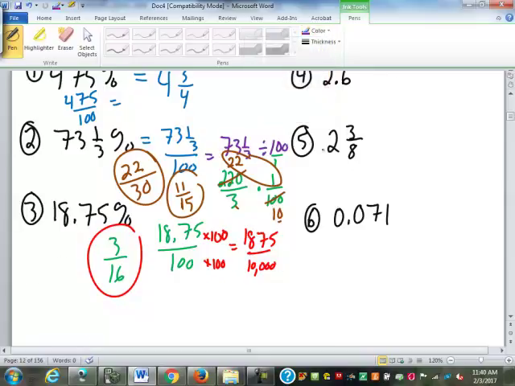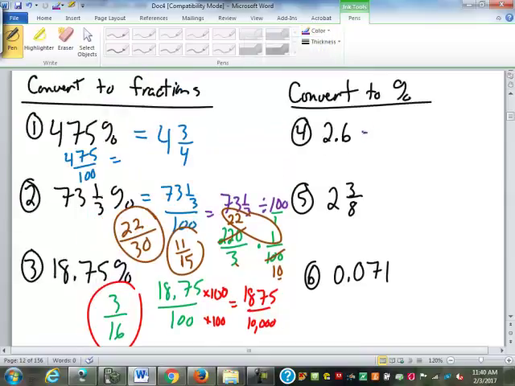On the other side over here, 2.6 as a percent. Who wants to share what they got for a percent? Go ahead. 2 3/5 would be as a fraction. Now to take it that next step to a percent. 260%. 260%. Very good. You're on the right track. Good.